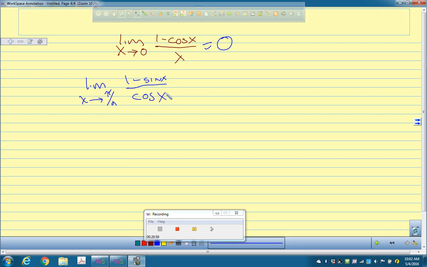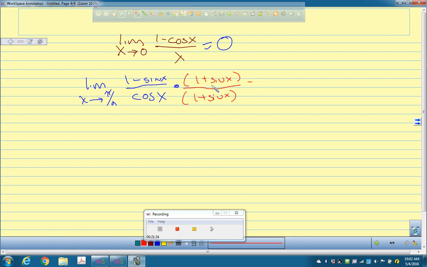What's the cosine of pi over 2? 0. So that's going to give you 0 down here, so that's no good. But what you can do is multiply by the conjugate of 1 minus sine x. What's the conjugate of 1 minus sine x? 1 plus sine x. And I'll show you why I want to do that, because sometimes this technique works. Don't multiply out the bottom yet.